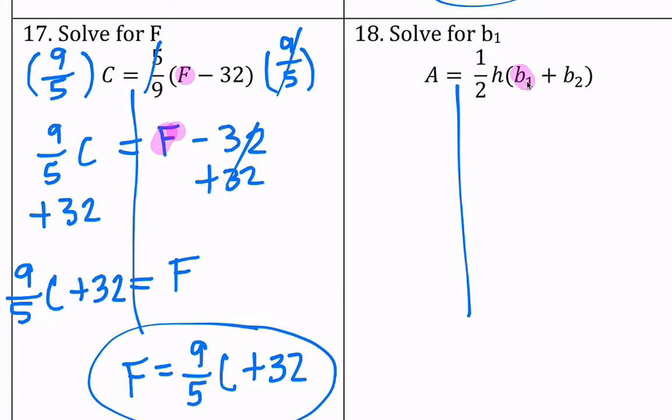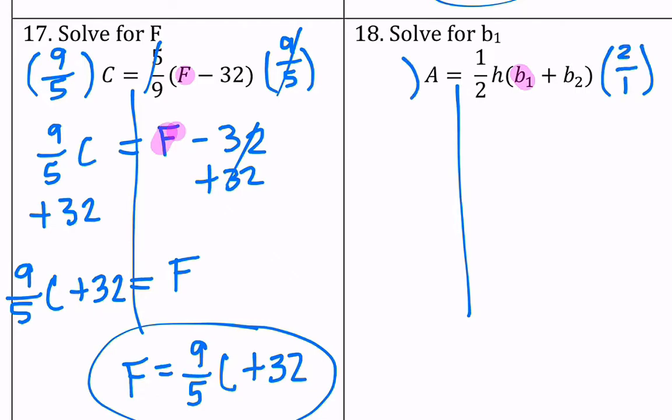Okay, so we want b1 by itself, so I look on the side that has b1, which means I have to get rid of this 1/2, I have to get rid of this h, and I have to get rid of this b2. Okay, remember, anything in the parentheses is off limits until I can get rid of this stuff out here. I'm going to get rid of the fraction first. So to get rid of a fraction, we multiply by the reciprocal. So if the fraction is 1/2, the reciprocal is 2/1.